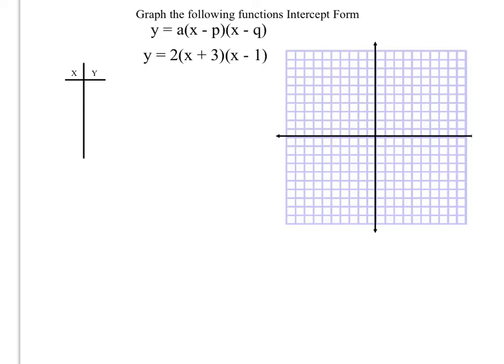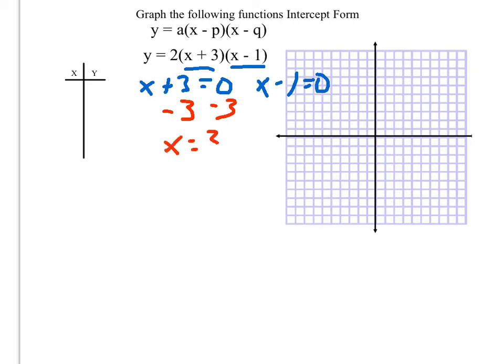So the first thing we're going to want to do on this is just take these two and set each part equal to 0. So x plus 3 equals 0 and x minus 1 equals 0. Now what we're going to do is find what's called the zeros, where it's crossing the x-axis. So find out what x is equal to. So x would equal negative 3 and x would equal 1.